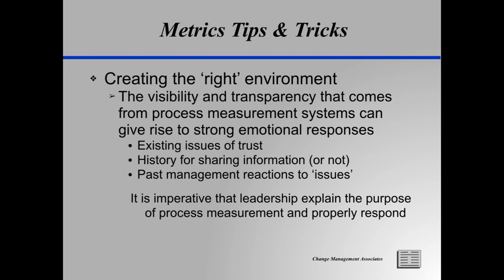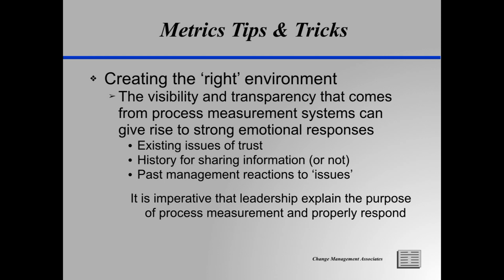Our last tip involves creating the right environment for the process management system to flourish. Strong emotional responses will occur to such systems, particularly if they represent a marked difference from past practice. Existing significant issues of trust can become worse, not better. Modest issues of trust can be overcome with the visibility and transparency that comes with process measurement systems. However, that will depend on the response of leadership to what the system conveys. This could be the most important tip provided.